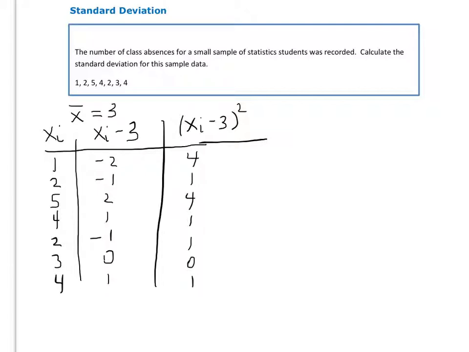Okay, we're just about there. Next, what we want to do is to add up these square deviations. If you sum up this column of numbers, the sum equals 12.